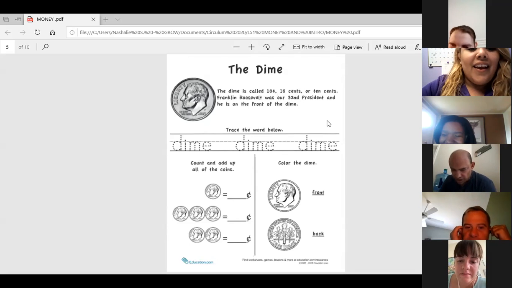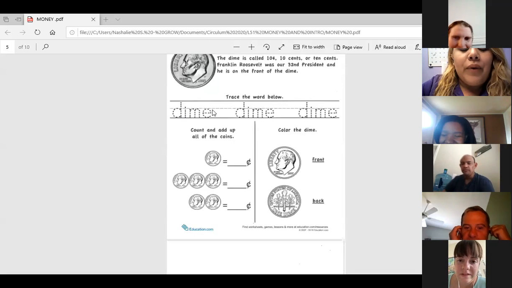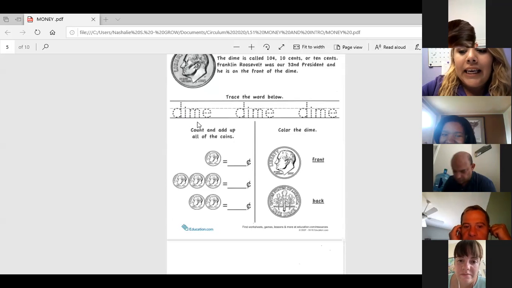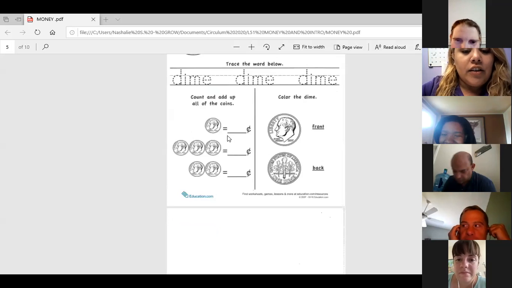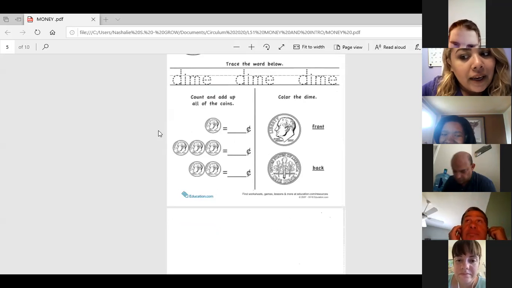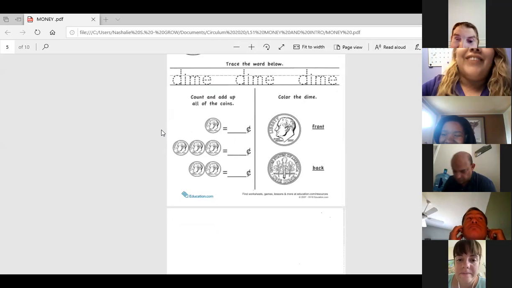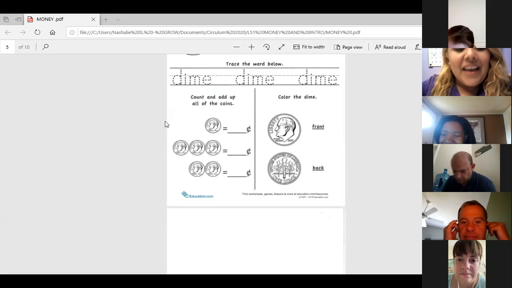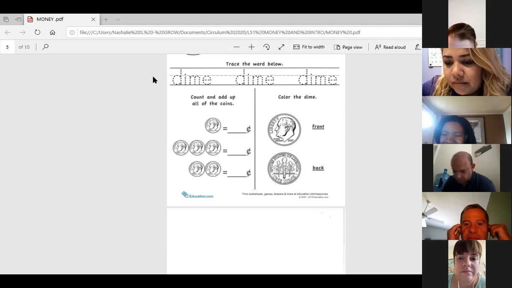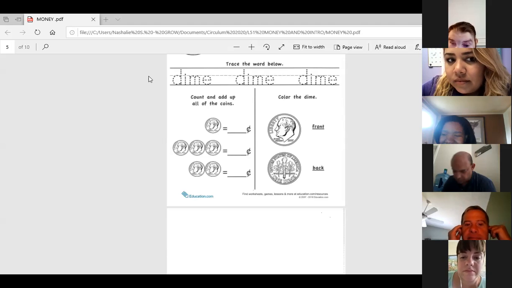All right, so now if you have your sheet, you trace the word, which is D-I-M-E. 10 cents. Very good. So 10 cents, it's a smaller coin, isn't it? Yeah, a smaller one. I think it's even smaller than the penny, right? Yes. Good job. Hector, I think he froze up.